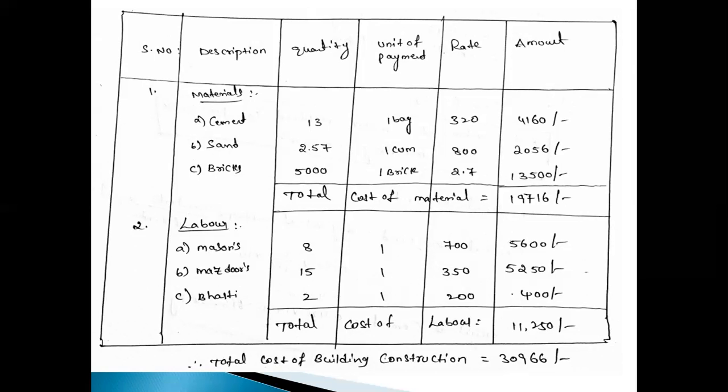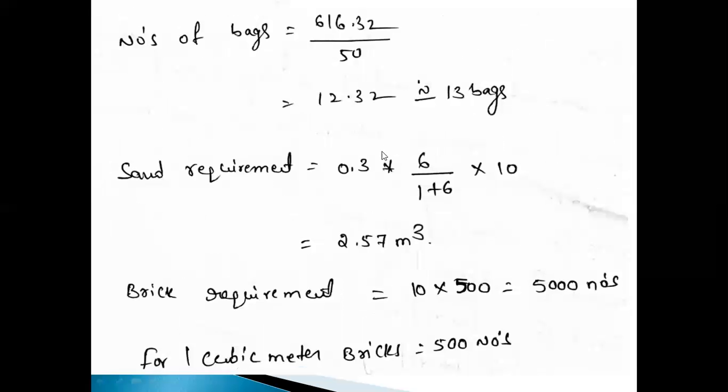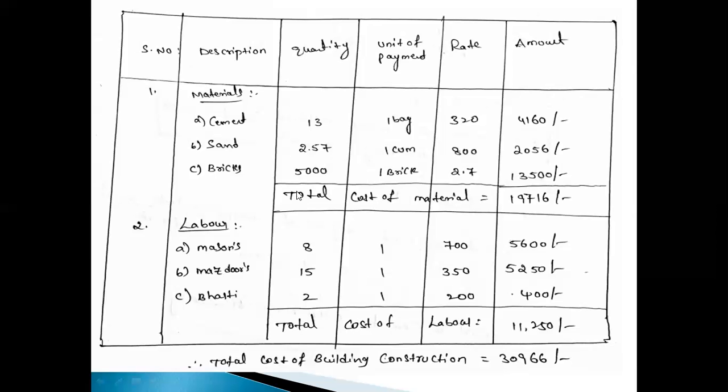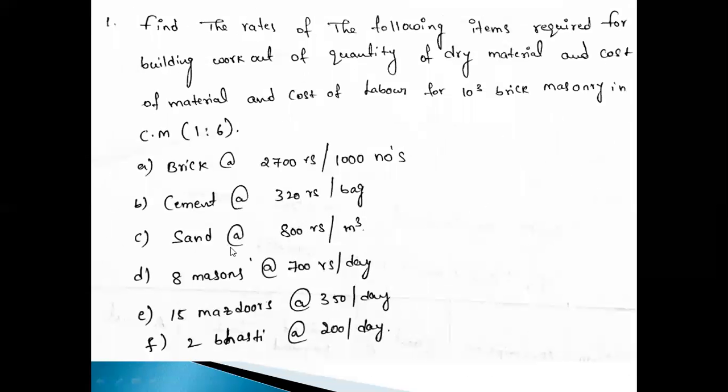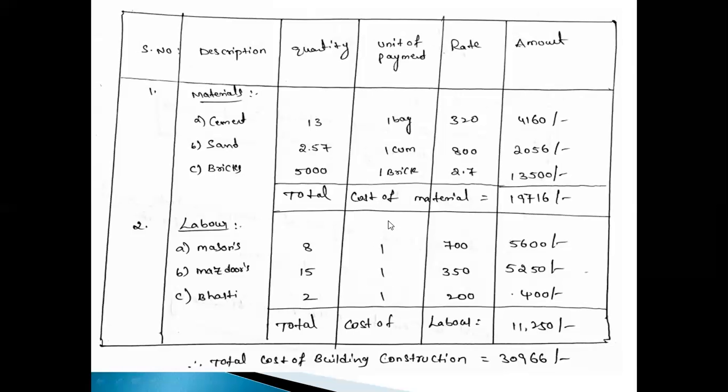Next one, sand requirement is 2.57 cubic meter. See, 2.57 cubic meter, it is the sand requirement. Next, unit of payment is cubic meter, 1 cubic meter. Then 1 cubic meter amount is 800, given in the problem. So see, sand at 800 rupees per cubic meter. Then 800 into 2.57 cubic meters multiply. Finally 2056 rupees. It is the sand cost.